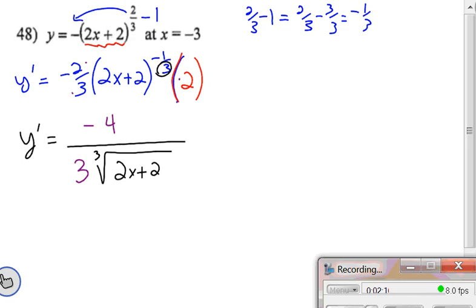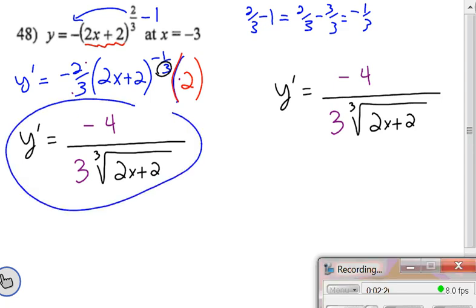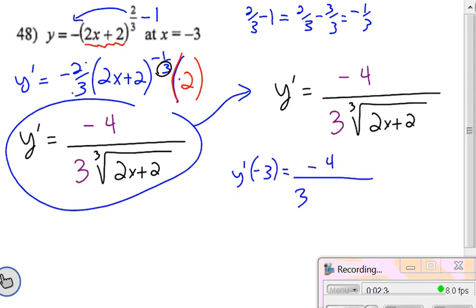Okay, so now we're ready to plug into this derivative the x value of -3 and see what we get. Okay, so we're going to bring all this, I just copied it to here. We're going to do y prime at -3. We're going to put it in. So -4 is on top. 3 times the cubic root, 2 times 3, plus 2. What is that?